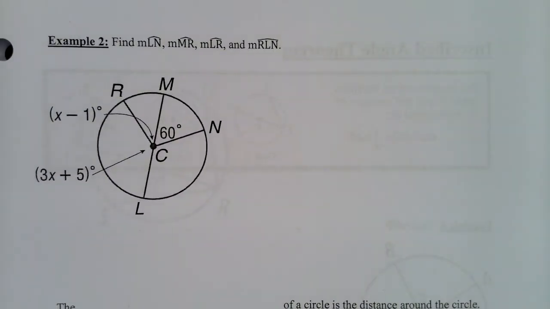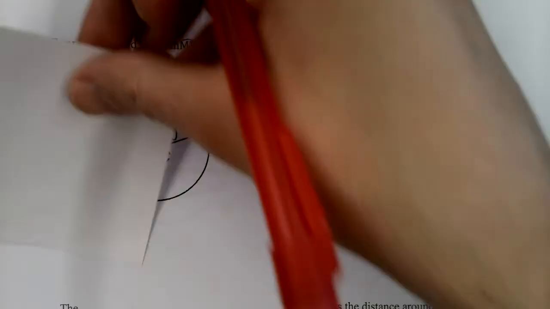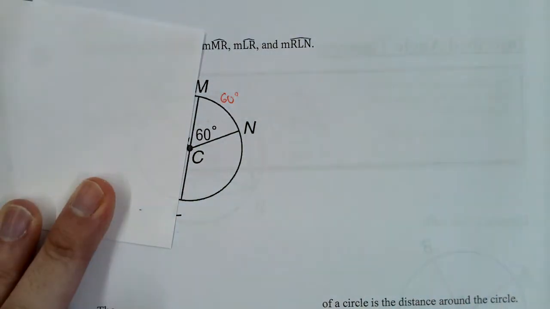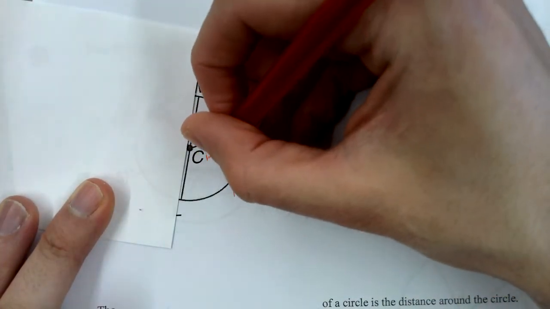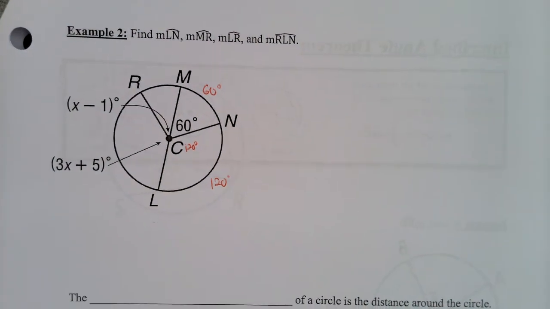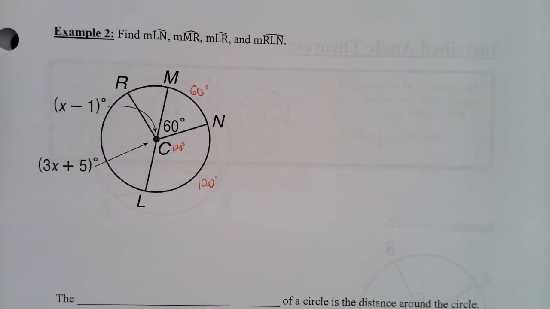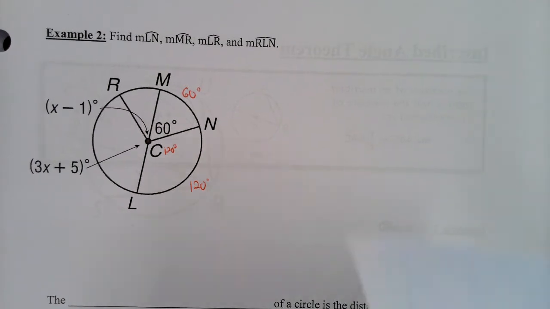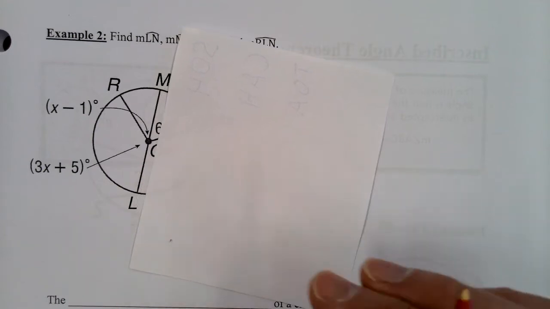All right, here we go. The next example. We have one central angle at 60 degrees. So that means that this arc is also 60 degrees. If we ignore these two, you'll see we have a semicircle, so we add to 180. So if that's 60, this has to be 120. Now, as far as the other two central angles go, we don't have them, but we know that they have to add to 180 because we have a semicircle over here as well, okay? See how we have a semicircle right there? That means they have to add to 180.